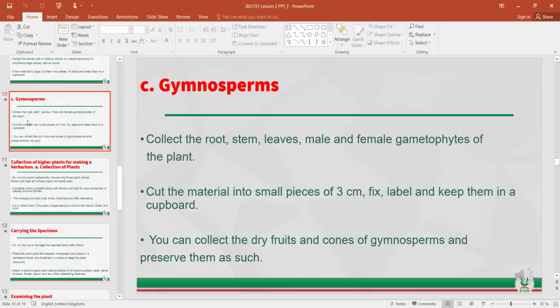Then let's look at angiosperms. How do we collect them? We collect the roots, stem, leaves, male and female parts of the plant. We cut the material into small pieces of 3 cm, label, and keep them in a cardboard. We can collect the dry fruits and cones of gymnosperms and preserve them as such.